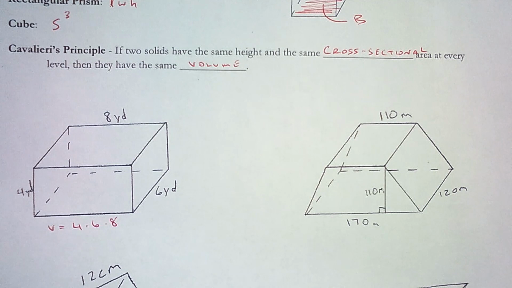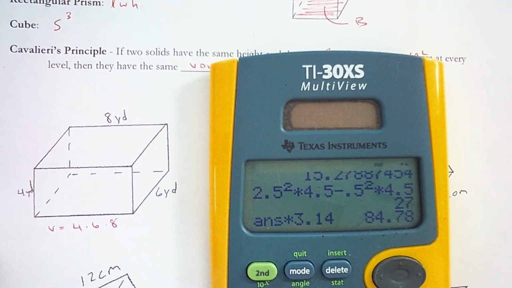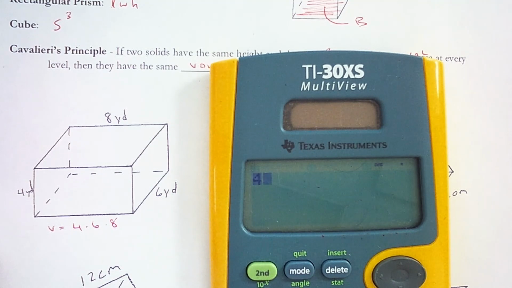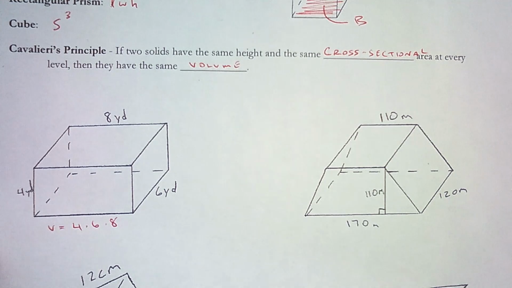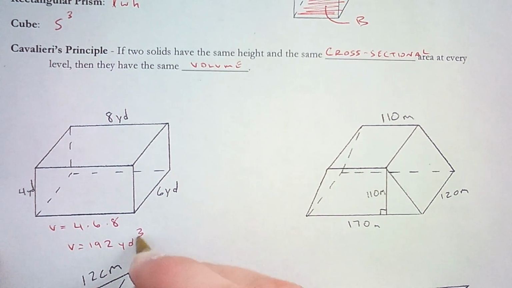Okay, so I'll do 4 times 6 times 8. So my volume is 4 times 6 times 8, and that is 192. So the volume is 192 yards cubed.